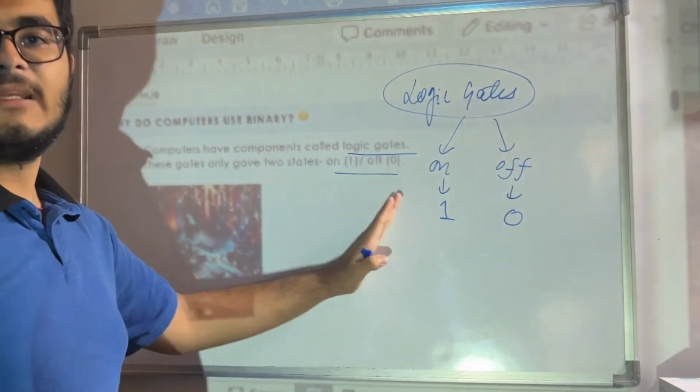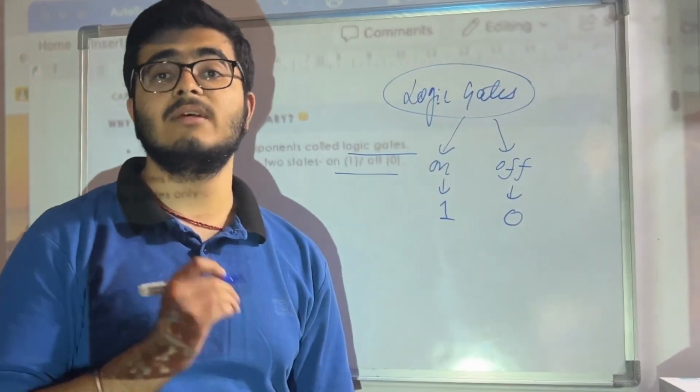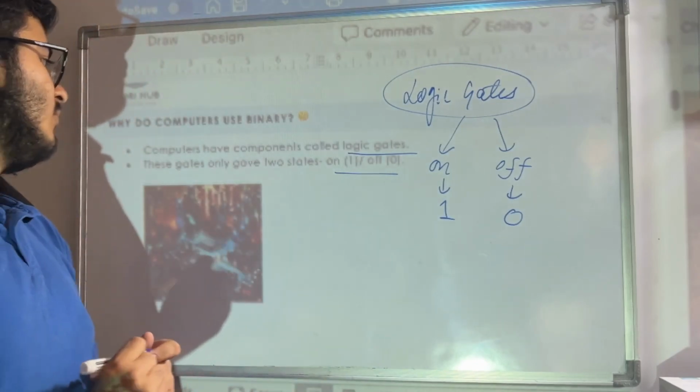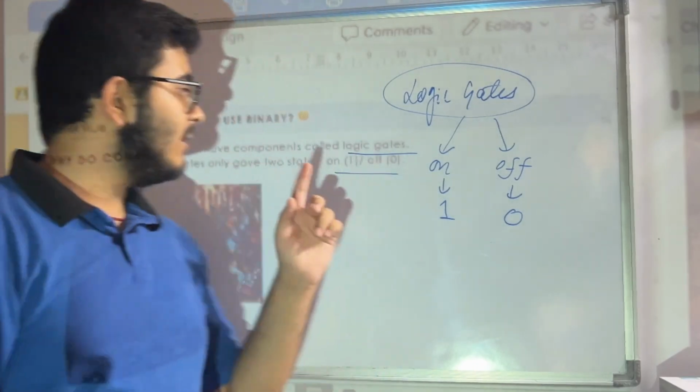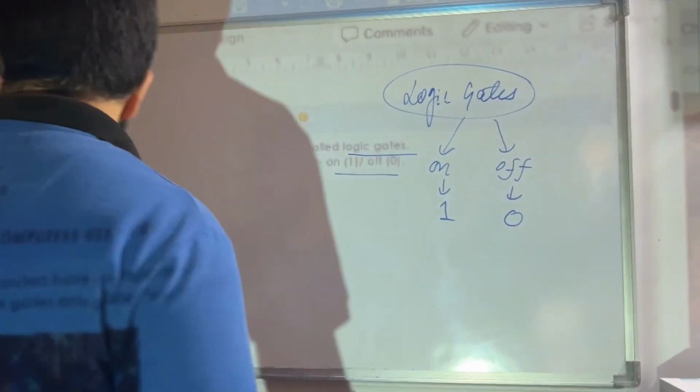So this is the binary language, and due to these logic gates we use binary language in computer systems. This is the major reason why we use binary language in computer systems. So if they ask why is binary used, the answer is that computers contain logic gates, they only have two states, on and off, and that's why we use binary. Moving on to the next topic.